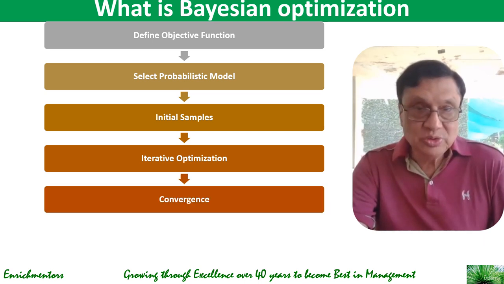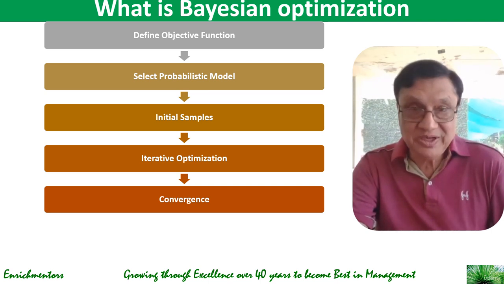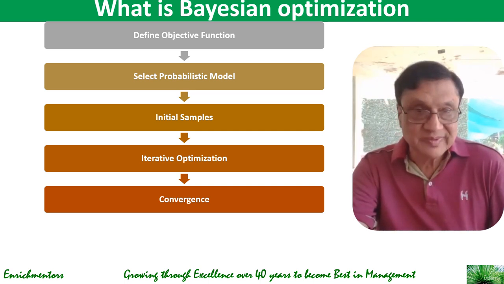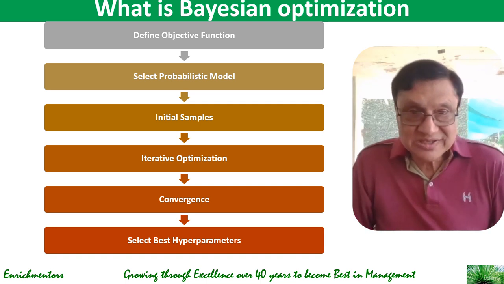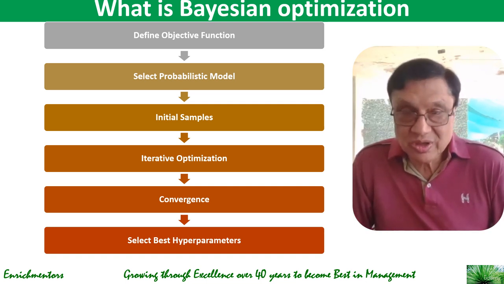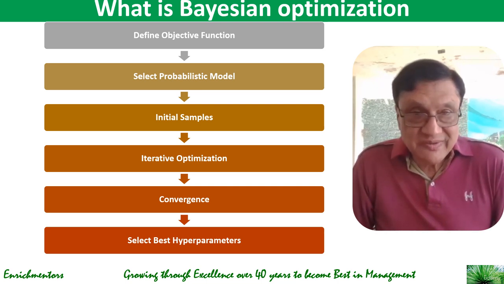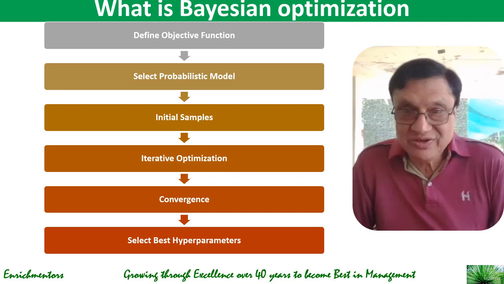And then you continue to iterate using this optimization process until a predefined stopping criteria is met, such as maximum number of iterations or convergence of the acquisition function. You can also select the best hyperparameters. After optimization, you select the best hyperparameters that yielded the best performance according to the objective function. So Bayesian optimization efficiently explores the hyperparameter space by leveraging information from previous evaluations to guide the search towards promising regions.